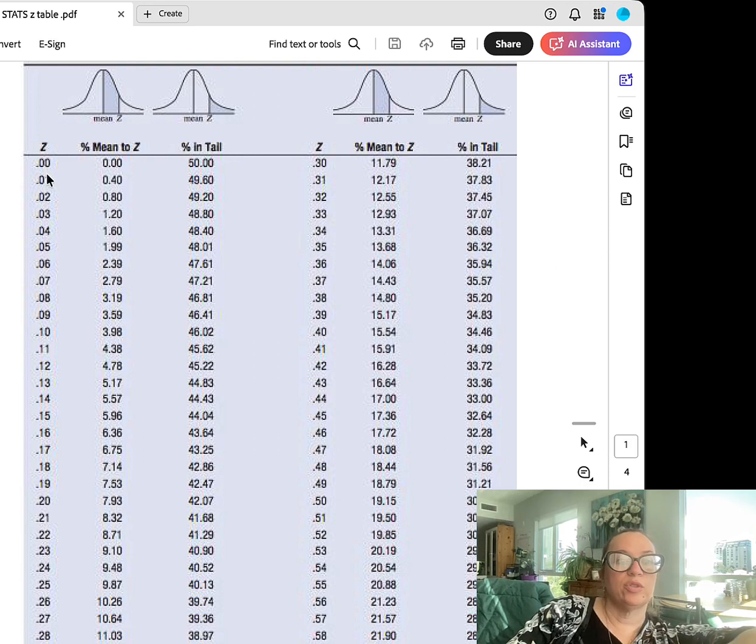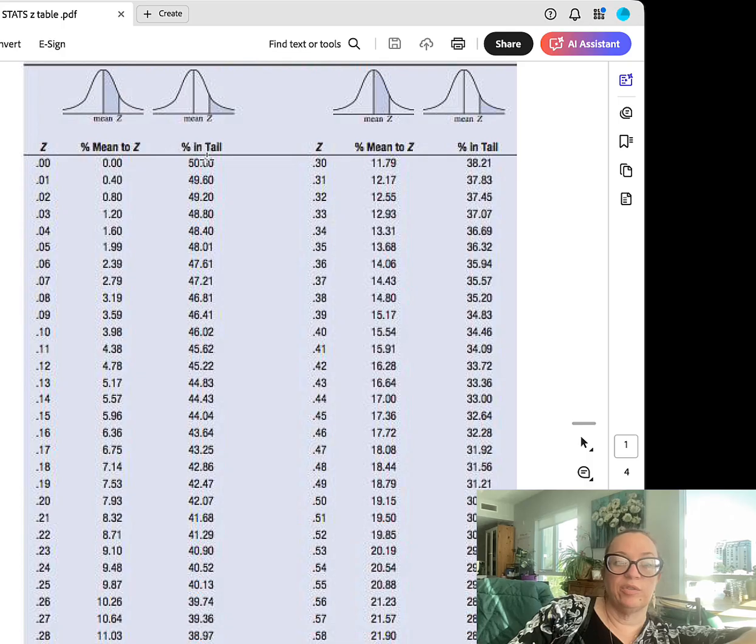Okay, so a z-score which is exactly at the mean, so there's 0% between the z-score and the mean. And then 50% of the distribution is between the z-score and the tail. Okay, so if the z-score is 0, then half of the distribution is between the mean and the tail. The other half is below it.